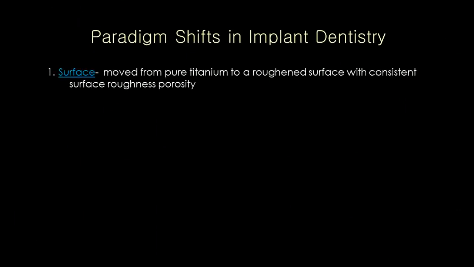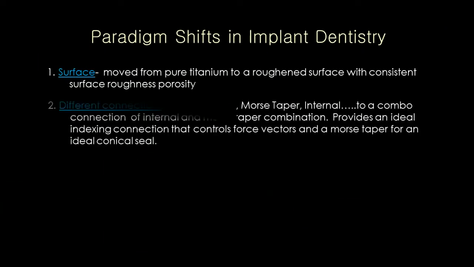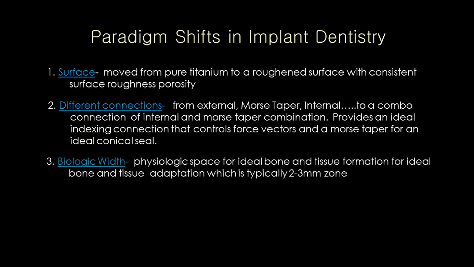So, paradigm shifts that we've seen in implant dentistry. Number one is the surface. We've moved from pure titanium to a roughened surface with consistent surface roughness and porosity. We've then moved to different connections, from an external hex to a Morse taper to an internal hex to a combination of the internal hex, or some sort of internal connection, and a Morse taper. I hear a lot of people say, well, all implants are the same, and that could not be further from the truth.